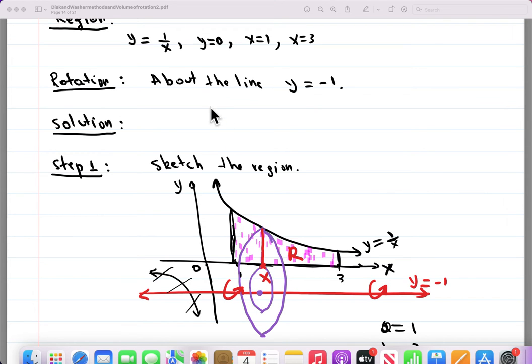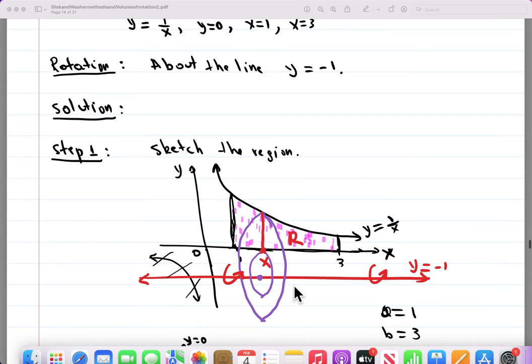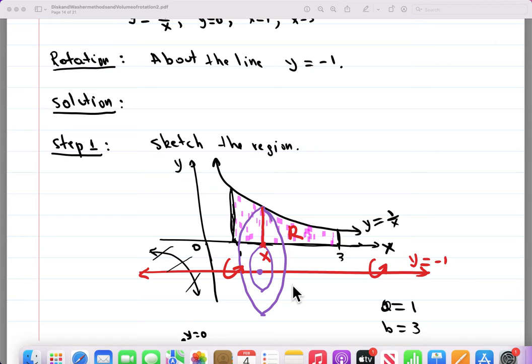So then we go to the rotation. It says you're going to revolve it about the horizontal line y equals negative 1. So this is y equals 0. We go to negative 1 here, and then we draw our y equals negative 1. As you can see, this problem needs the washer method, because you can see you have the empty space between the line of rotation and the region. So you know clearly this problem cannot be solved using the disk method.